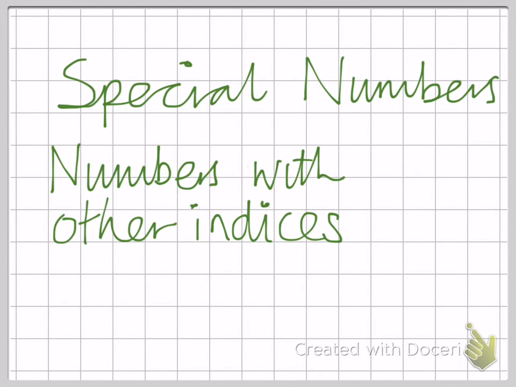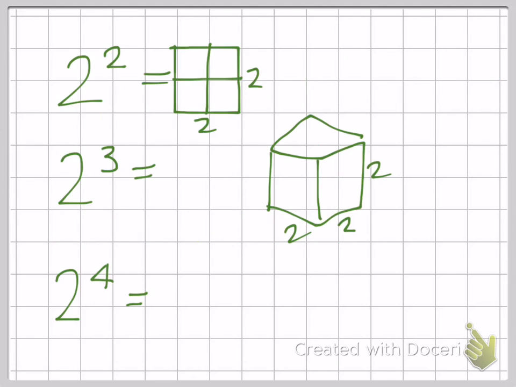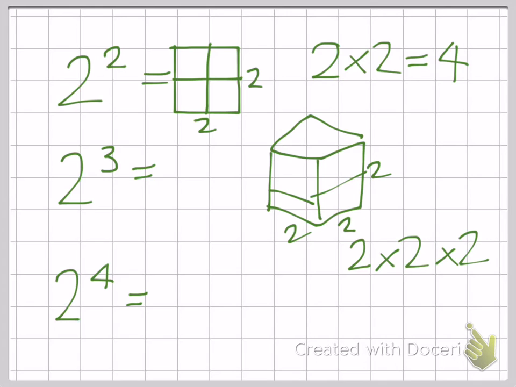Sometimes you come across numbers that have different index numbers or indices instead of the 2 for squaring and the 3 for cubing. If we look at these examples here, we start with a simple squaring one. 2 squared, to work this out, would be 2 times 2, which would give you 4. This one, 2 cubed, we used the cube as an example just now, where we said to work out the answer you'd need to do 2 times 2 for the bottom row, which would give you 4. And then times it by 2, which is the height, and that would give you 8 altogether.